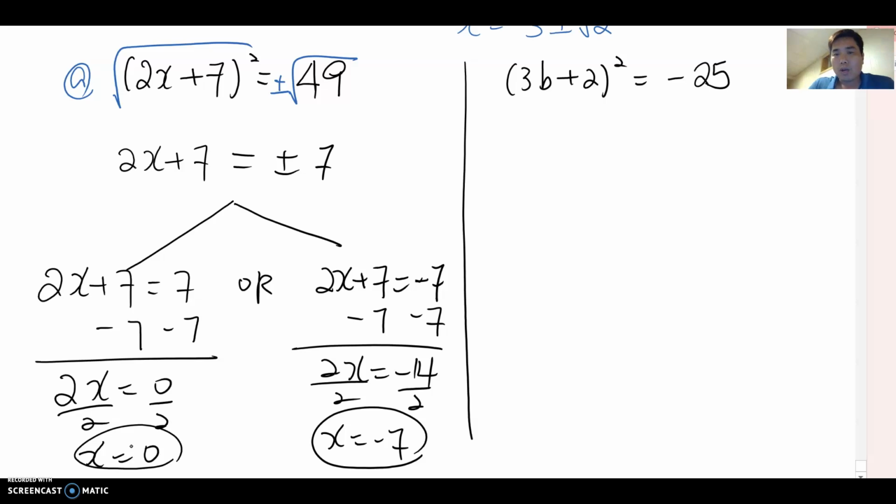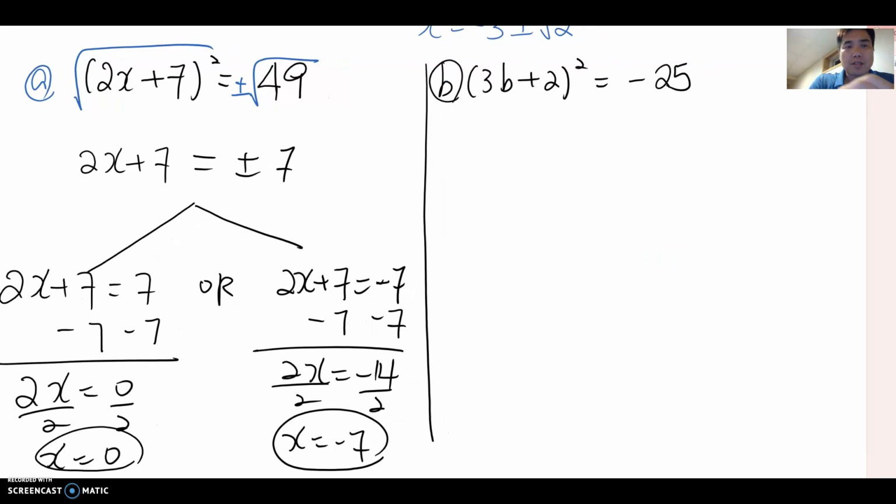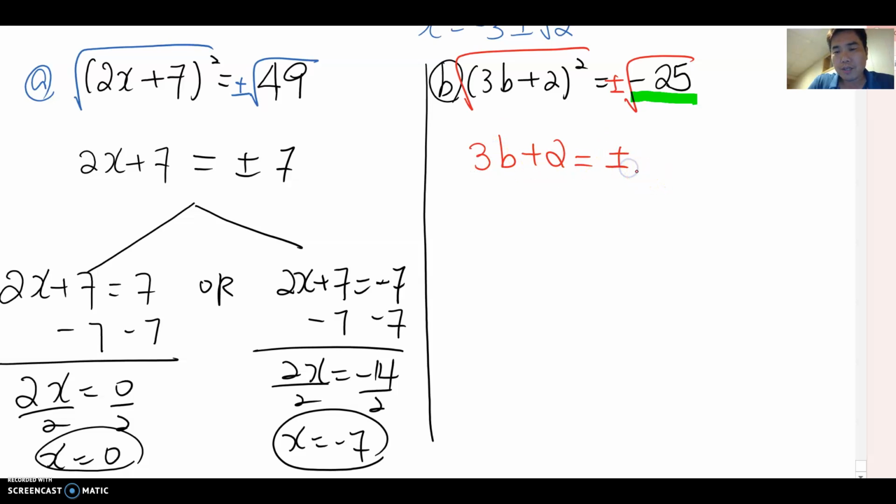Okay. Then what about this question? I'm going to label it letter B so that we can read it easily. In case B, the right side has negative 25. Please watch it carefully. Now, same thing, we take the square root on both sides. Don't forget plus and minus. Then this becomes 3b plus 2 equal to plus and minus square root of negative 25.